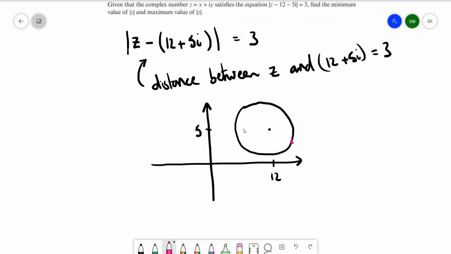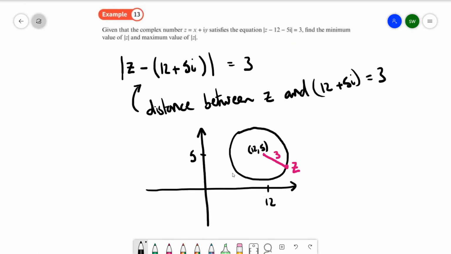Let's say we've got a point on the circle, z. And remember that this can be thought about as a vector. This is the vector that goes from 12 plus 5i and takes us to the point z. So that's basically that vector there. And we're saying that that length is equal to 3, which it is because the radius of the circle is 3. So this is our point 12, 5. So that's the locus drawn.